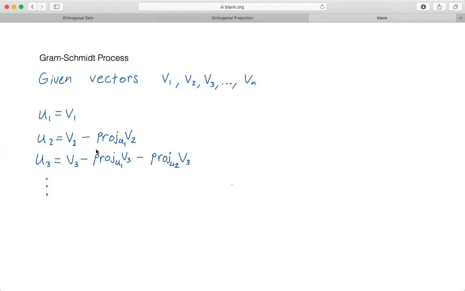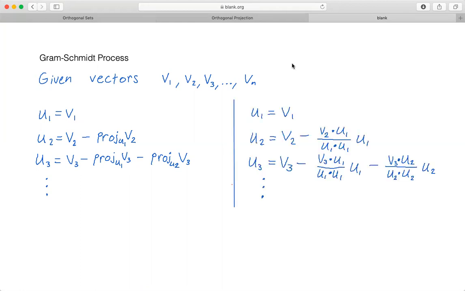Then you find u3 by using this formula. And you do that for all of the vectors up to un. This formula will actually be shown to you probably in two different ways. This is the first way, and the other way is this one. So both of these formulas actually mean the exact same thing. If you recall, the formula for the projection is this dot product sort of thing. So these two formulas mean the exact same thing.